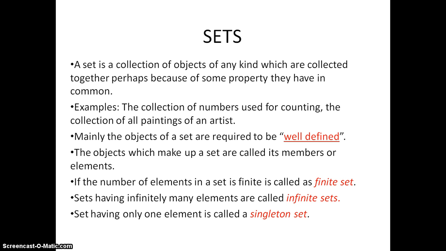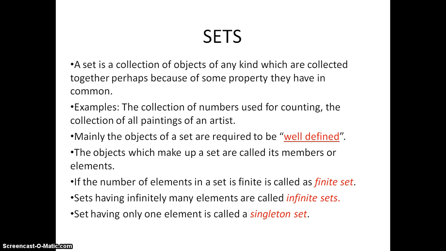A set is determined only when we know definitely what objects it contains. There must be no ambiguity or doubt in this regard. For example, the collection of all tall boys in a college does not define a set, because there will be some doubt as to which boys are regarded as tall. For this reason, objects of a set are required to be well defined.